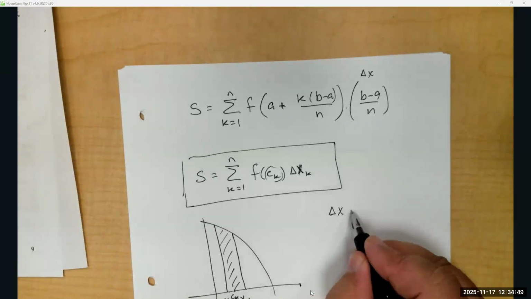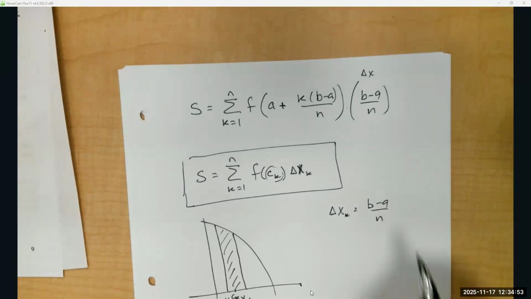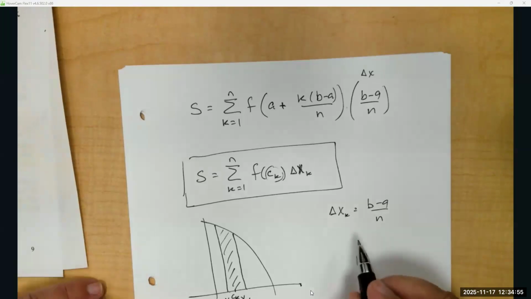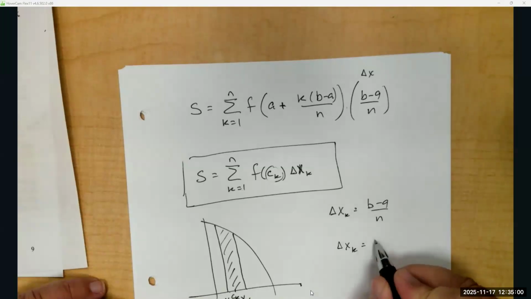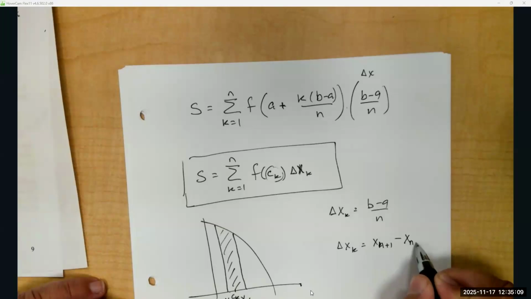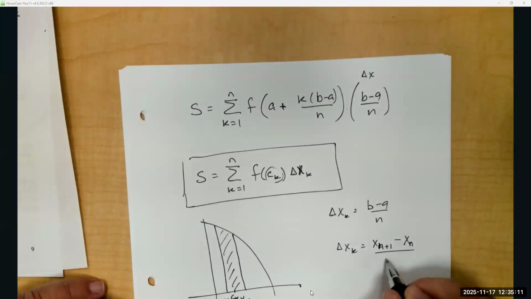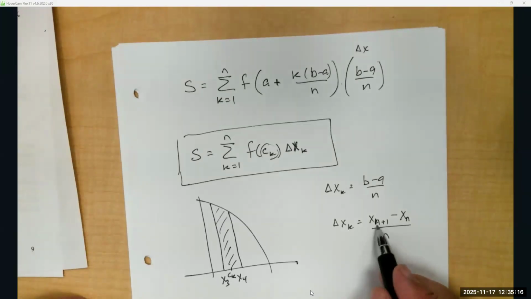And delta x, if it's equal sizes, is this. If it's not equal sizes, then it's x sub n plus 1 minus x sub n. So it's the upper bound minus the lower. In this case, it'd be x4 minus x3.